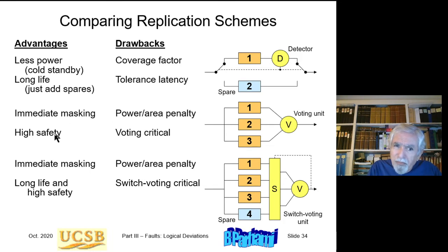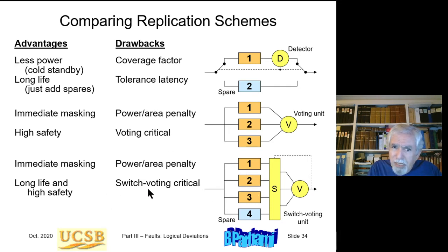This one has high safety. It has immediate masking with high safety. It has power and area penalty because 3 units are running concurrently. So we have the complexity of 3 units plus the power usage of 3 units. And the voting circuit here is critical. If there's a problem in the voting unit, then we are in trouble.